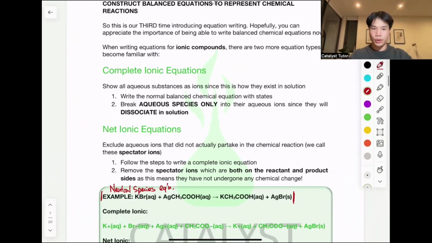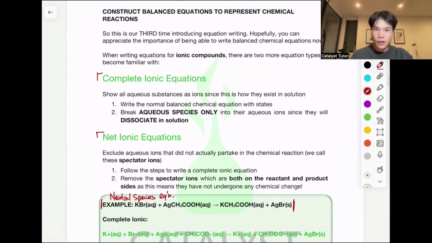And that's your default, your neutral species. If your question asks you to write a balanced equation, you write the neutral species. There are 2 other types. Now that we're going to be talking about ionic compounds a bit more, there are ionic equations, so complete ionic equations and net ionic equations.